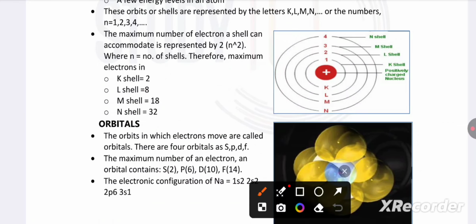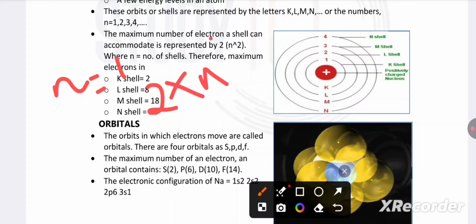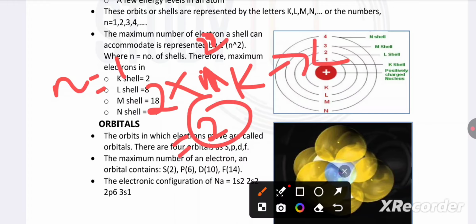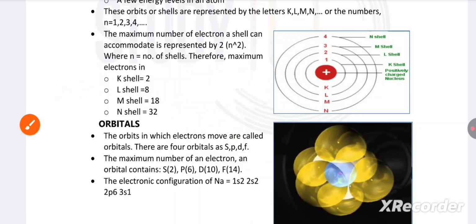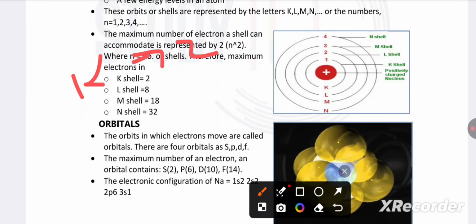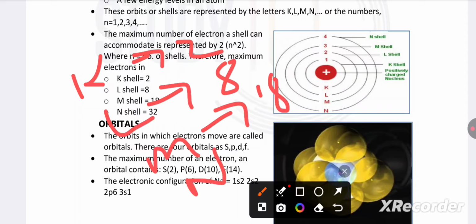Where n is equal to the number of the shell, therefore the maximum number of electrons in the K shell, if we put n equal to 1, is 2 into 1², which is equal to 2. For the K shell it is 2. The same formula we can apply. We get K 2, L 8, M 18, N 32. Very important.